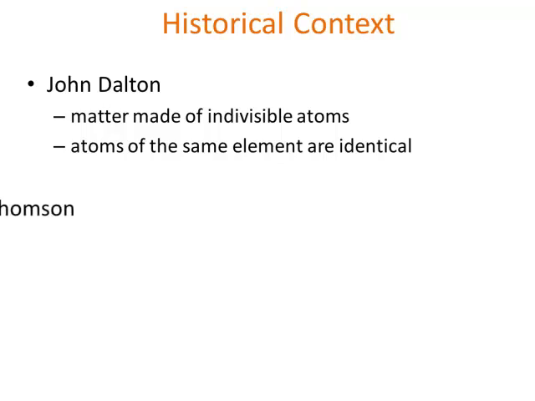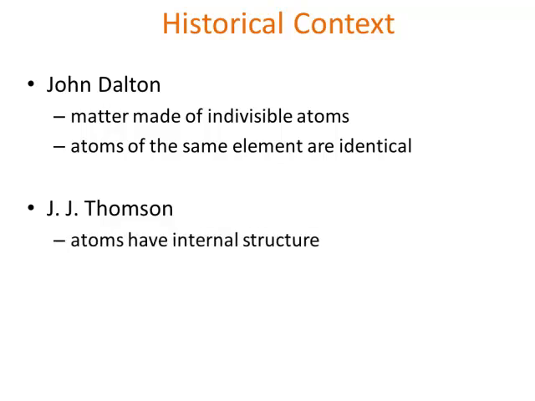Near the end of the 19th century, J.J. Thomson performed experiments with cathode ray tubes, leading him to discover the electron, showing that atoms have some internal structure. Part of Dalton's first statement was wrong. Atoms are, indeed, divisible.